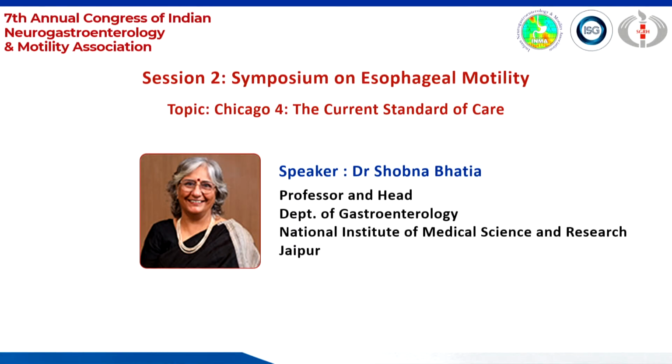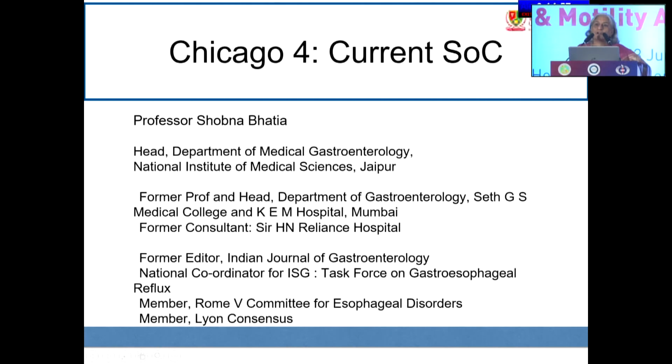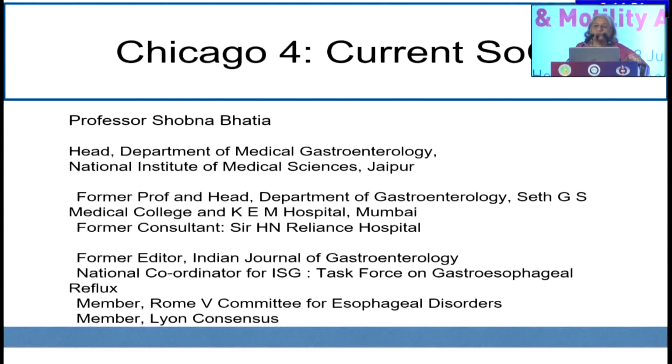So good morning, everyone. My talk is going to be on finding out whether Chicago 4 is the standard of care in looking at patients with esophageal functional disorders. Just before I start, a quick question to all of you. How many of you will go to the tax site and pay 30% tax as soon as it pops up and says pay 30%? That is the standard of care. How many of you will go there and say, okay, I'm paying 30% of my salary as tax? None of you? How many of you will go to a CA and say, okay, calculate my tax for me? Very good. So most of you will take help of other things.